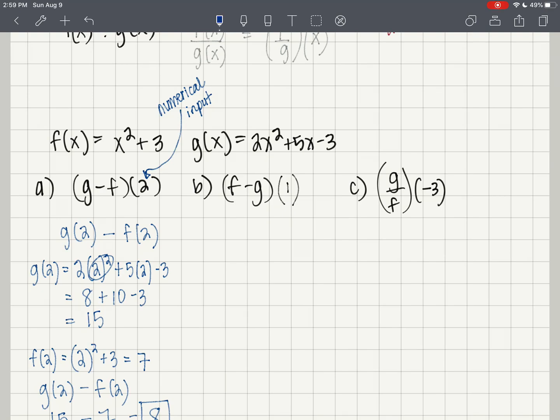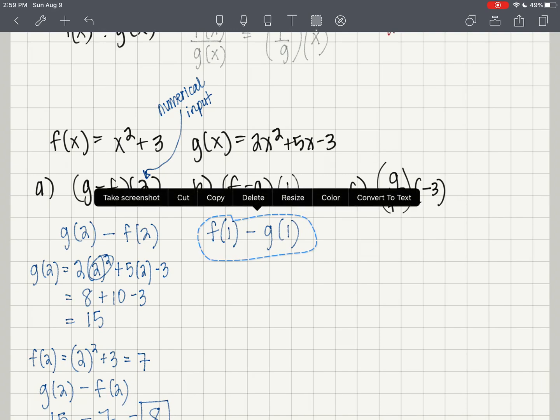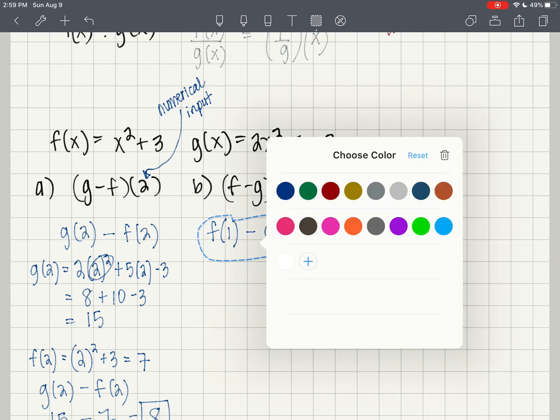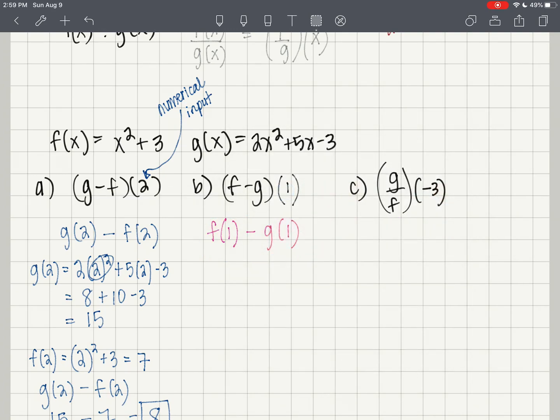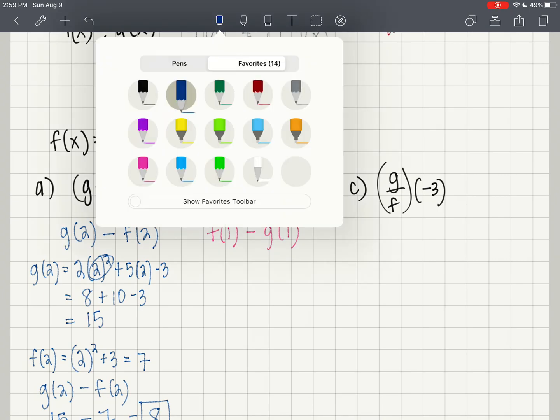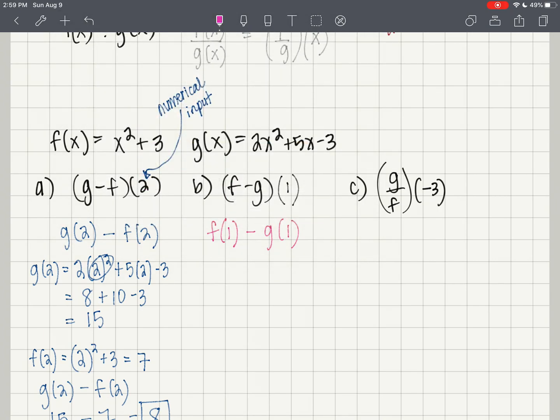Okay, f minus g of 1. Now we're talking about the f function minus the g function, so f of 1 minus g of 1. And I'm going to use a different color so that there's not too much blue going on here. Let's use pink. Now I got to find the pink. There we go. So f of 1 is equal to 1 squared plus 3. 1 squared is 1. 1 plus 3 is 4.